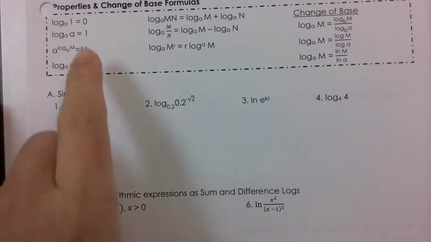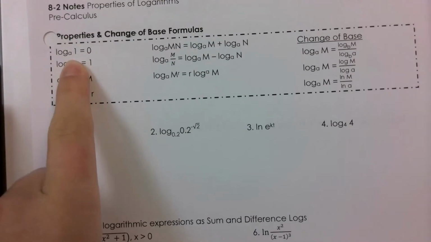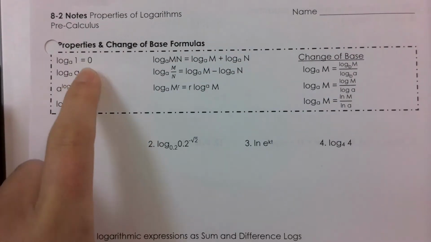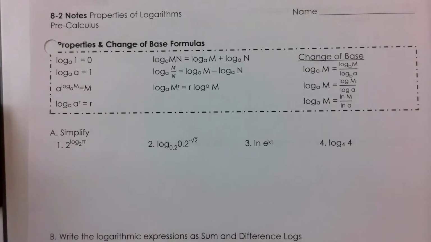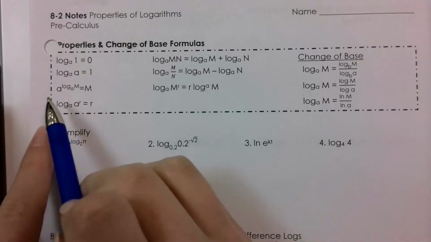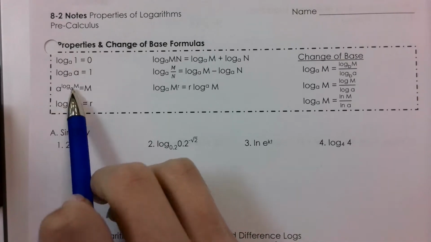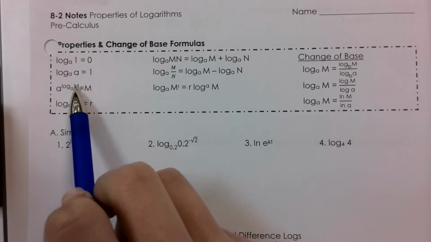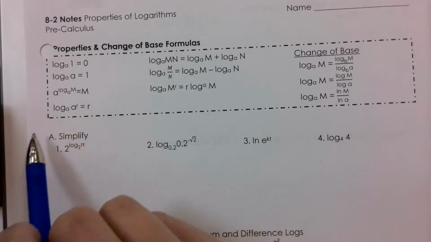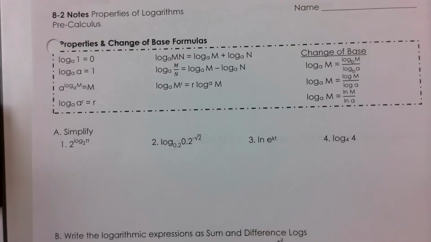So basically, we know that anything to the 0 power gives you 1, right? So if you have a 1 inside your log, that means it has to be 0. If you've got the same base and the same number here, then it's going to be 1, because anything to the first power is going to give you itself. If this base number and this number are the same, so you've got something to the log of the same number, then it's going to be whatever this number is. And then if you have the same numbers here, then your exponent will drop out. So that's all those are saying, and you'll see that when we do those here.